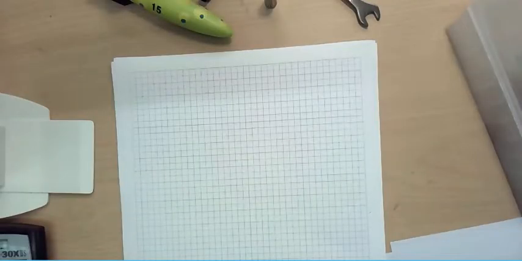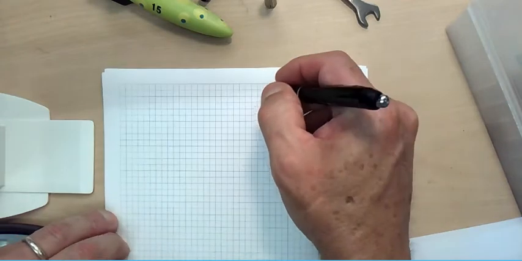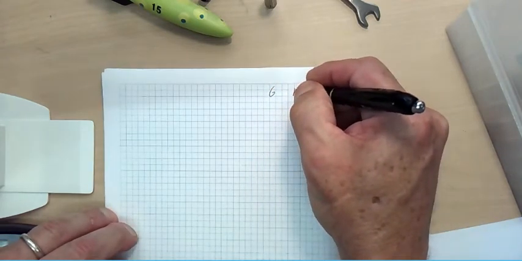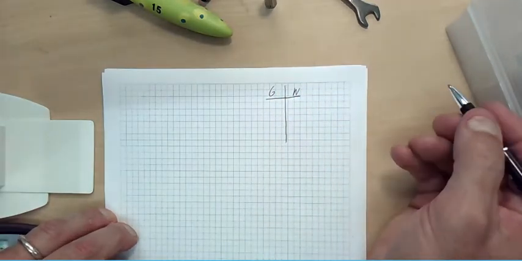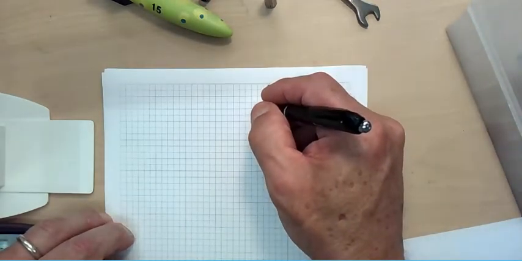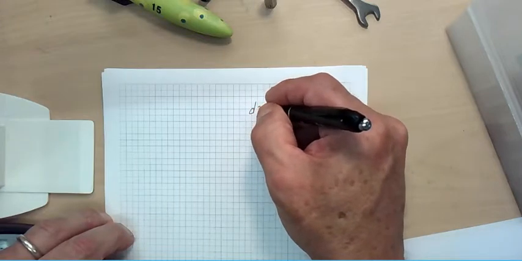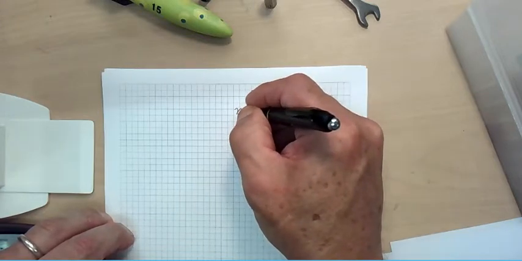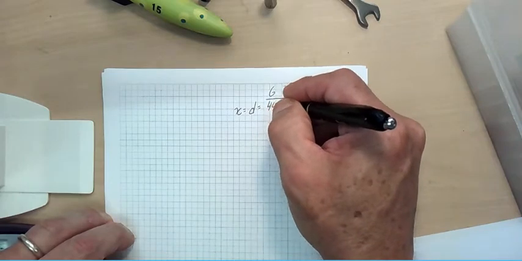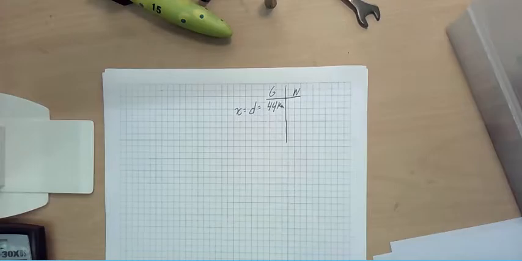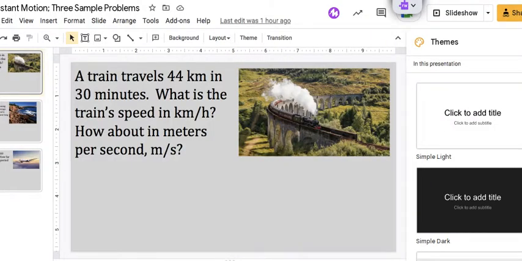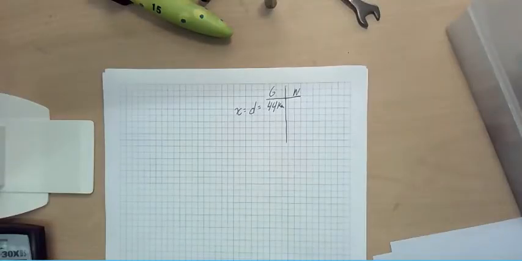I'm going to go back here, and the first thing I'm going to do is write down what I know and what I want. So I'm going to just do given and wanted. You can do known and unknown, whatever you're used to. But given the distance or the displacement, they're both the same. So the distance is the displacement is 44 kilometers, right? And I think it said 30 minutes. I'm going to double check here. In 30 minutes, and I want the speed in kilometers an hour in meters per second.